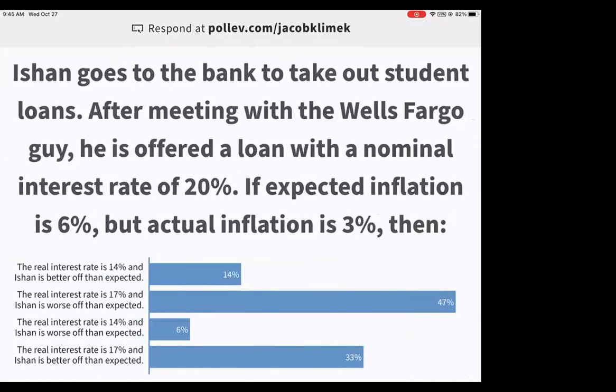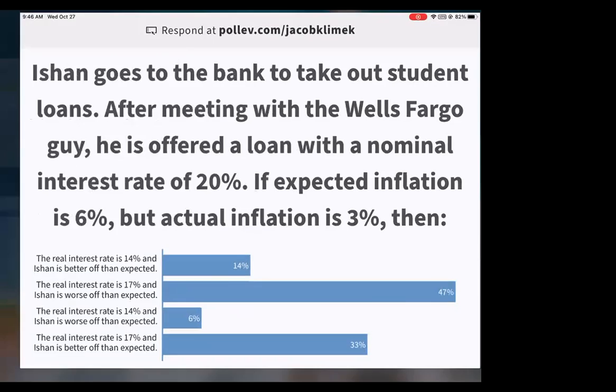Okay, next one. Ishan goes to the bank to take out student loans. After meeting with the Wells Fargo guy, he's offered a loan with a nominal interest rate of 20%. Okay, apparently they don't trust Ishan to pay back the loan. If expected inflation is 6%, but actual inflation is 3%, then this is a review question. We're going back a little bit, but hopefully helping us get ready for the test. The real interest rate is 14%, and Ishan is better off than expected. The real interest rate is 17%, and Ishan is worse off than expected. The real interest rate is 14%, and Ishan is worse off than expected. And then same thing, 17%, and he's better off than expected.